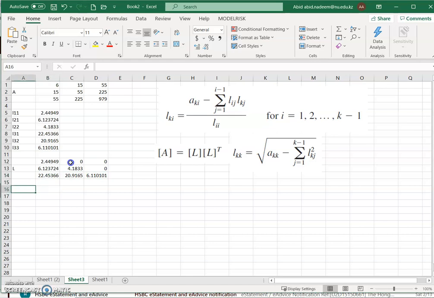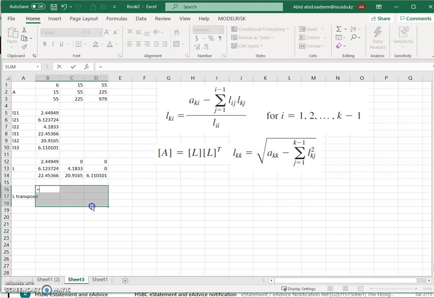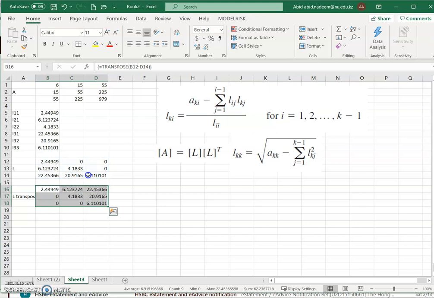So we need to verify it, so we need to find the L transpose. The transpose will also be a 3x3 matrix, so we use transpose of the array. Control shift enter, so it will be L transpose. And now because A is equal to L times L transpose, let's find A.